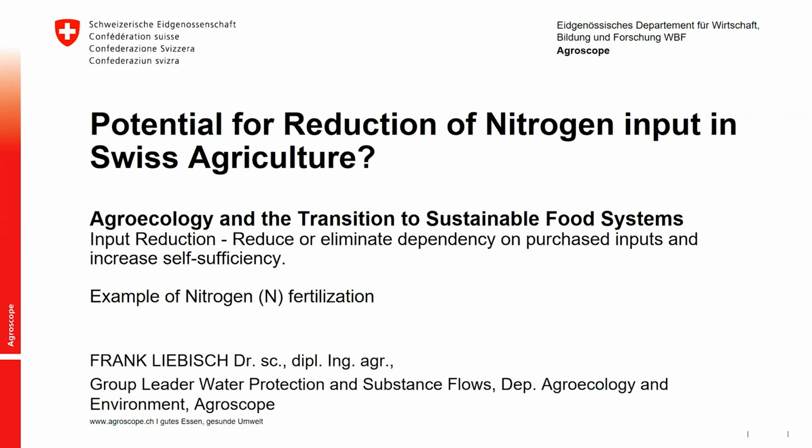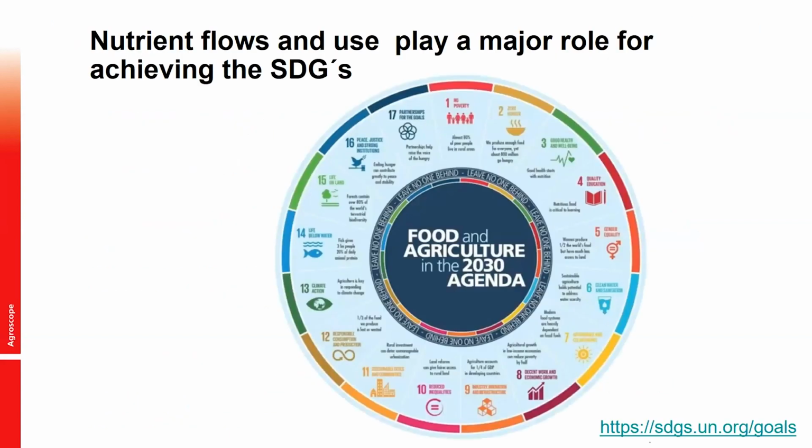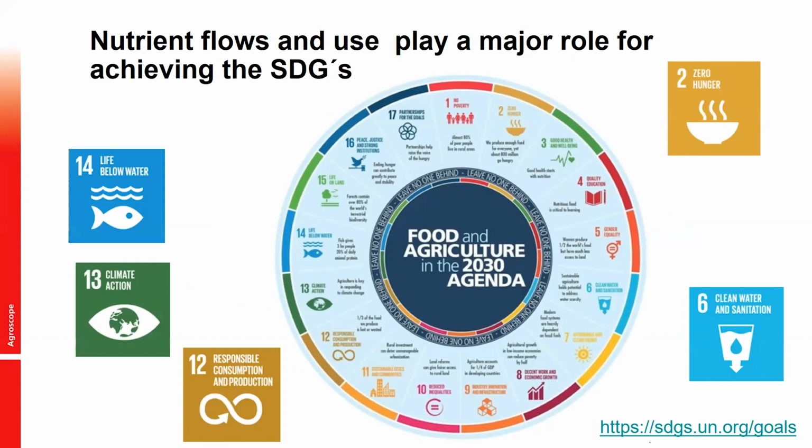To start with, I will follow up the introduction to the SDGs. You have seen this wheel before. I just want to remind you what nutrient flows are about: production, reducing hunger, our resources, clean water and sanitation, responsible consumption and production. Climate effects play a strong role, and last but not least, it's a lot about biodiversity and life on land and water.